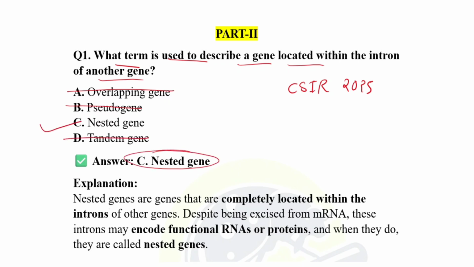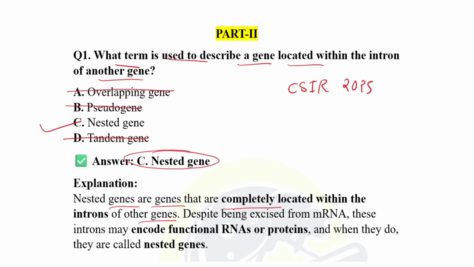The nested genes are those genes that are completely located within the introns of other genes. Despite being excised from mRNA, these introns may encode functional RNA or proteins, and when they do, they are called nested genes. This type of concept can be asked in Section B of CSIR. So you have to prepare it accordingly.